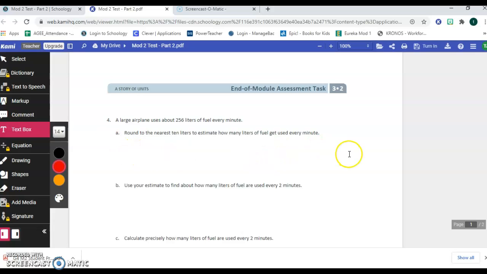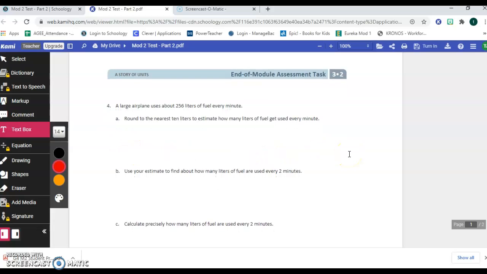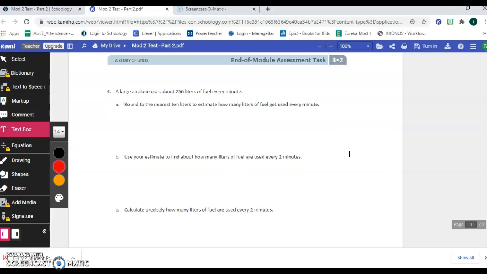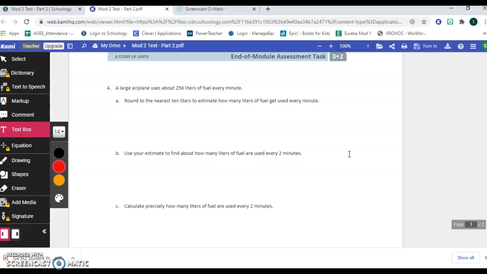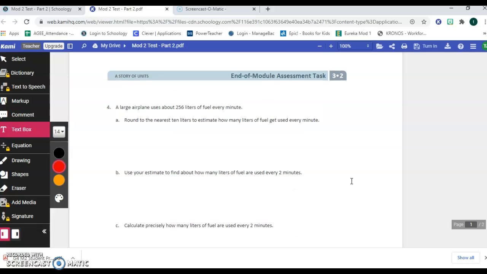So just going through this line by line, there are 2 pages to this. We're still talking about the scenario of the person flying on the airplane, and they're trying to connect everything to the airplane situation. For number 4, this whole page is number 4 for A, B, C, and D. They tell you the story, a large airplane uses about 256 liters of fuel every minute. If you think about that, that's quite a lot. And so all the problems have to do with that fact.